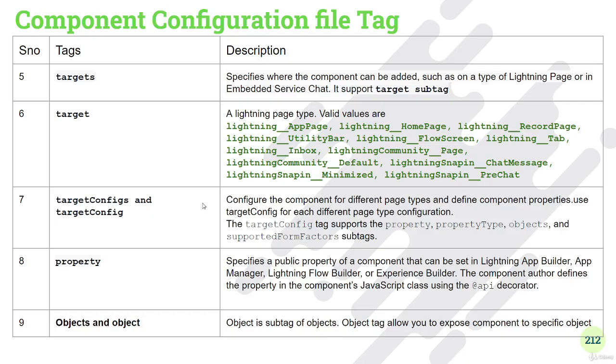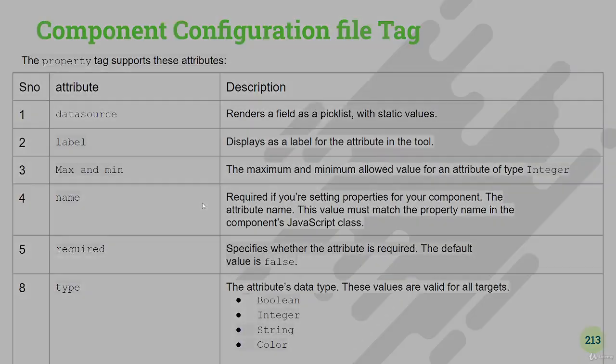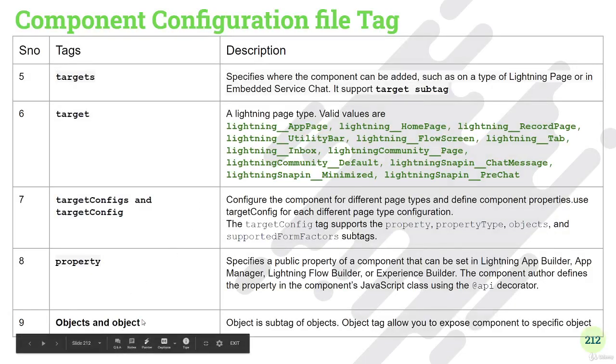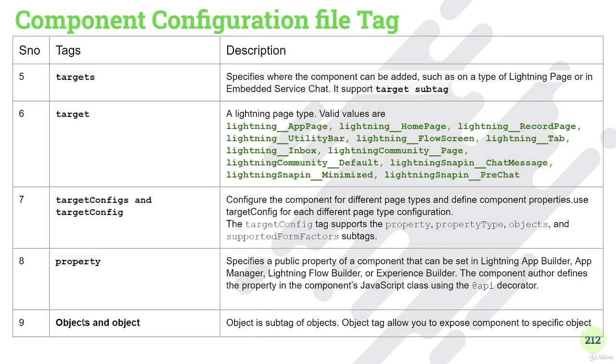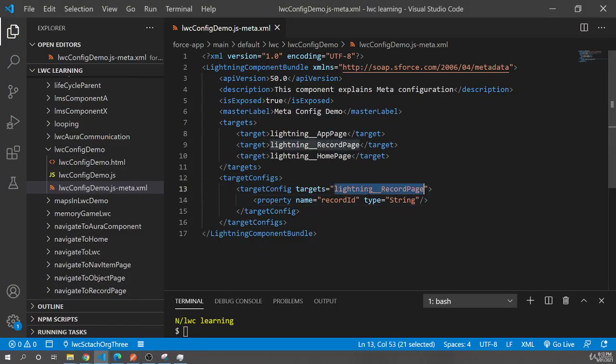And let's see about other tags as well. Before that, we have objects and object. Object is a subtag of objects, and the object tag allows you to expose a component to a specific object. Now consider you are exposing your component to a target record page. If you are exposing your component to a record page, you can place it into the record page of contact, you can place it into accounts, you can place it on the opportunity.